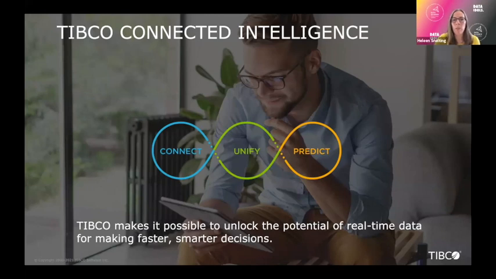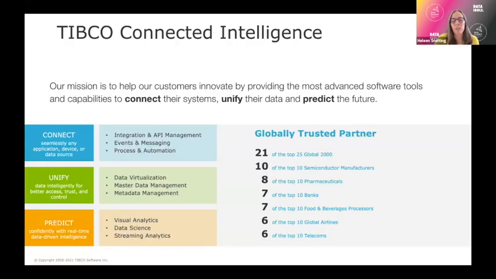So who's TIBCO? We are a global software company, and we help our customers innovate with data and make better decisions with data. We do that by providing capabilities in our software that allow customers to connect to all their systems, to unify their data, and to predict the future, which is obviously what we as data scientists do. A lot of companies worldwide use TIBCO software: 21 of the top 25 global 2,000 companies, more than 10,000 companies and organizations overall worldwide, and across all of the different industries. There are a lot of different capabilities available to our customers, and we refer to our overall capability as TIBCO Connected Intelligence.